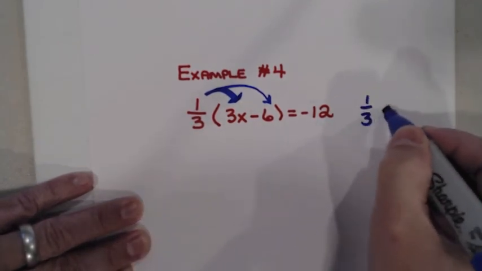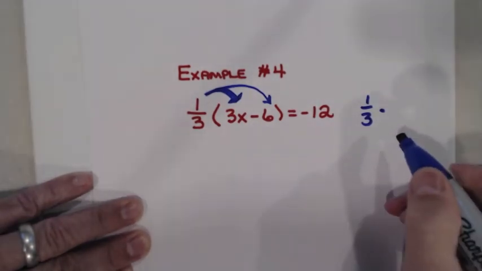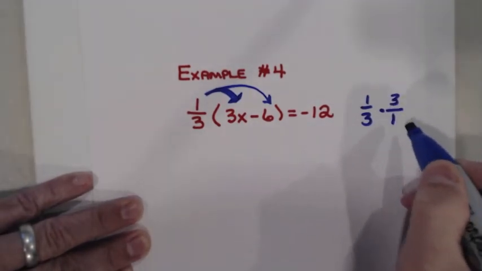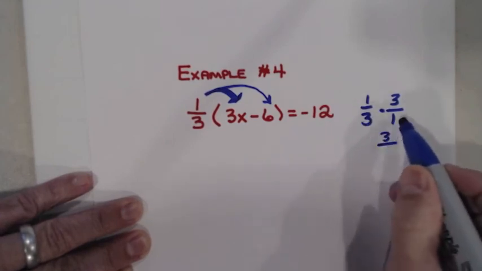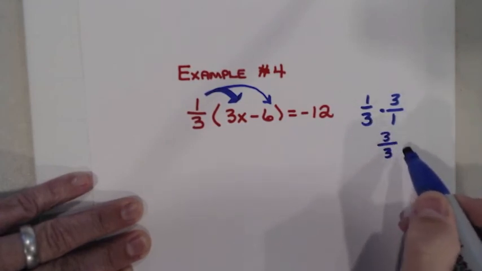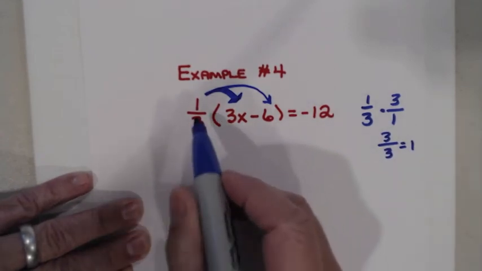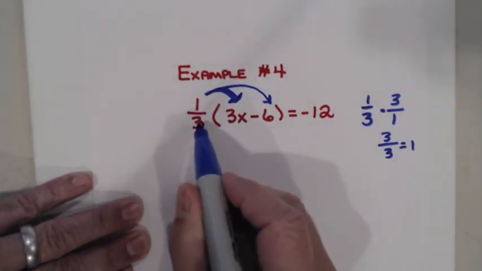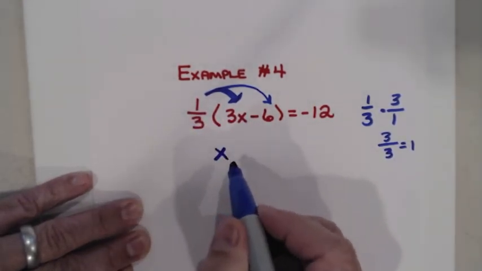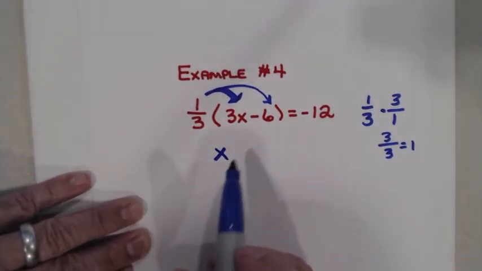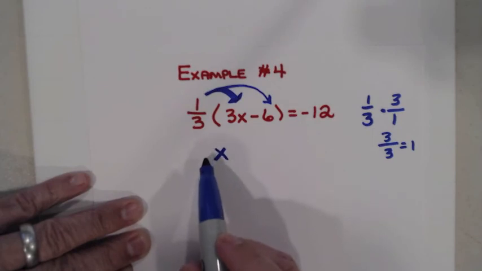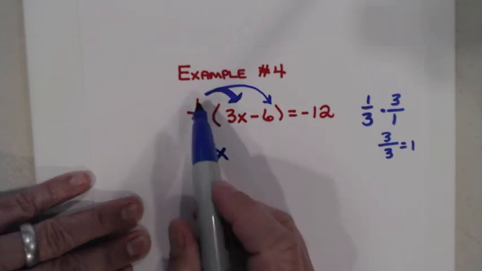1/3 times 3. I can write 3 as a fraction by saying 3 over 1. 3 times 3 is 3. 3 times 1 is 3. 3 divided by 3 is 1. So when I multiply these two together, I'm simply going to write down an x. I don't have to write that 1 in front of it. You can, but later on we need to get in the habit of not writing this 1 right here.